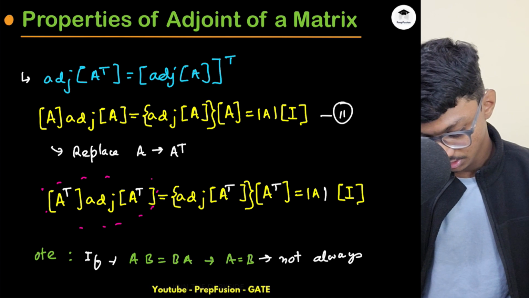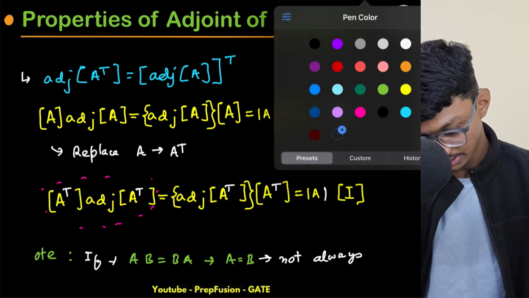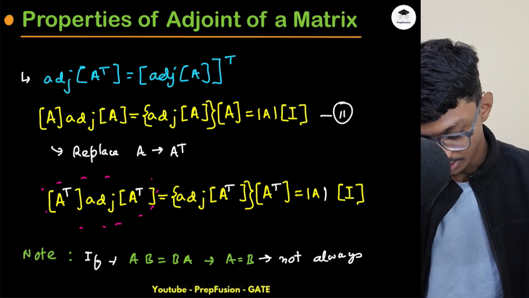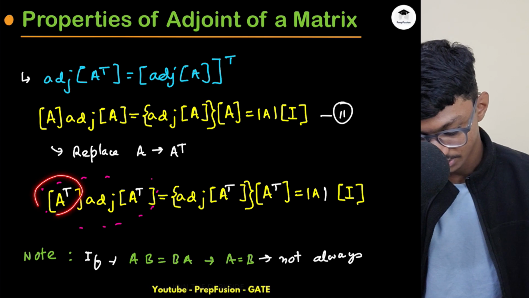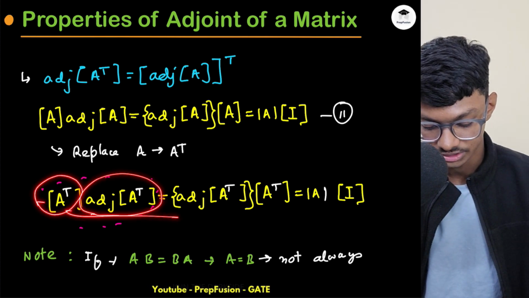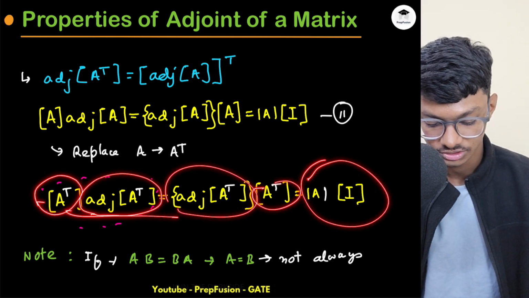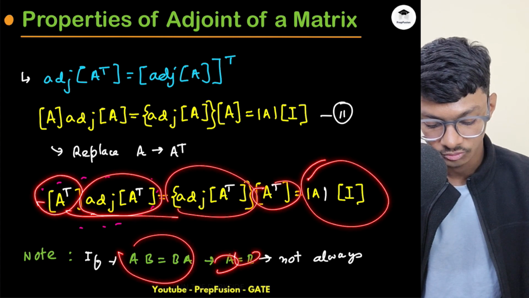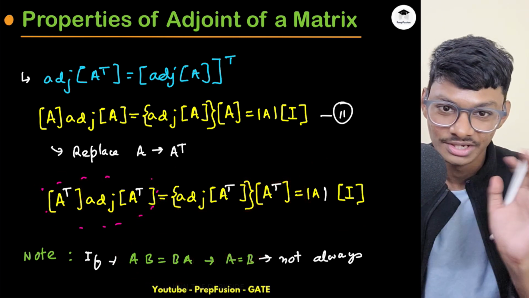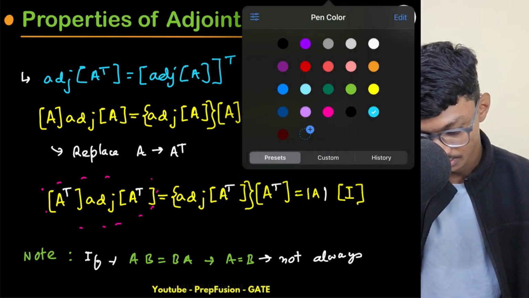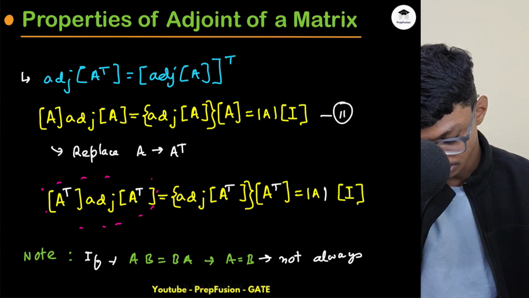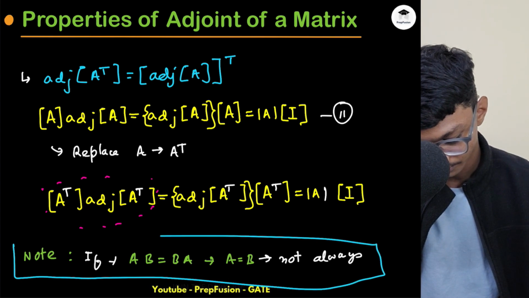So basically, this was the note I was talking about: it doesn't necessarily mean that if AB equals BA, then A equals B. Let's name this A and this B, which also equals BA, because these two are the same. So it doesn't necessarily mean that A will equal B. That's why A transpose will not be equal to adjoint of A. I think many students may get confused with this, so this is just a brief note that I wanted to give.